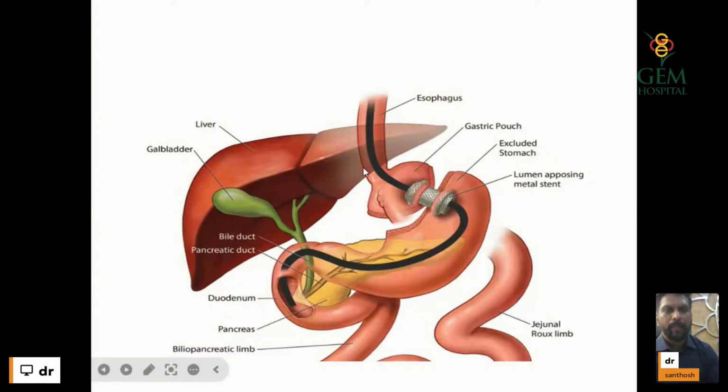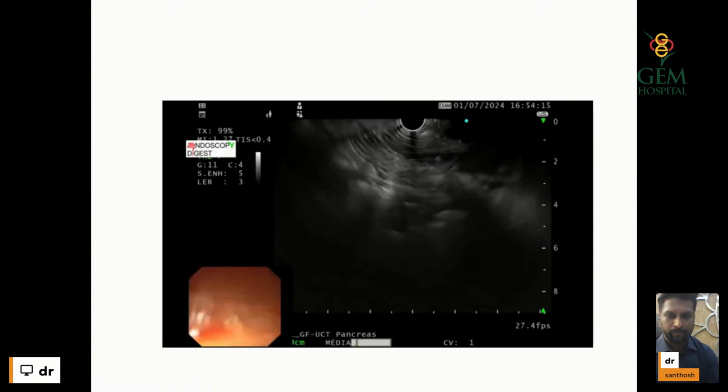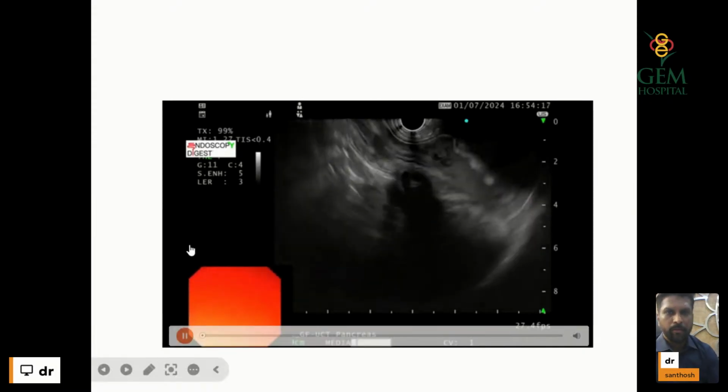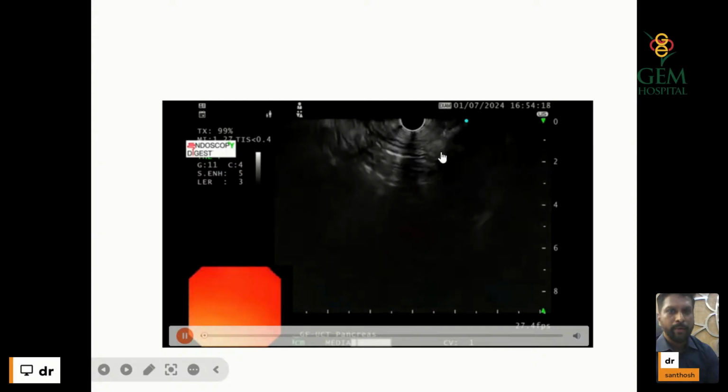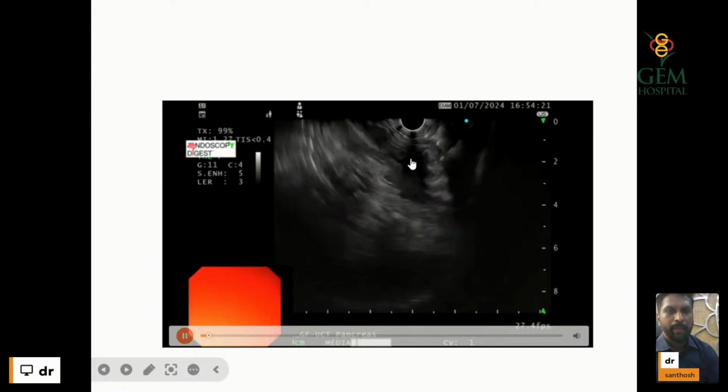This is the technique we use in Roux-en-Y gastric bypass. We bridge the gastric pouch with the excluded stomach using the LAMS, and then we pass the side-viewing scope through the LAMS into the duodenum and perform the ERCP. This is the EDGE procedure. This is a short video showing the same thing. This is from the gastric conduit. We are going to puncture into the excluded stomach.